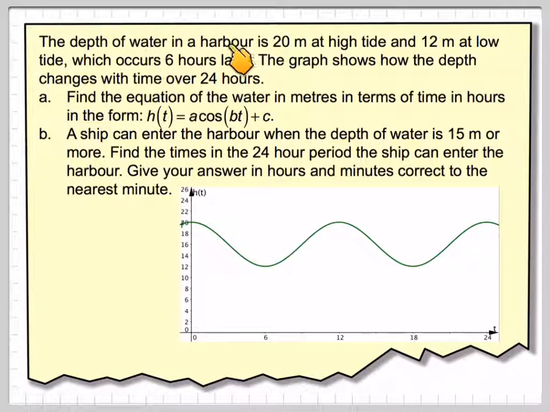The depth of water in a harbour is 20 metres at high tide and 12 metres at low tide, which occurs 6 hours later. The graph shows how depth changes over the 24-hour period. So here it is high tide, here it's at low tide. Find the equation of the water depth in metres in terms of time in hours in the form h(t) = a cos bt + c.